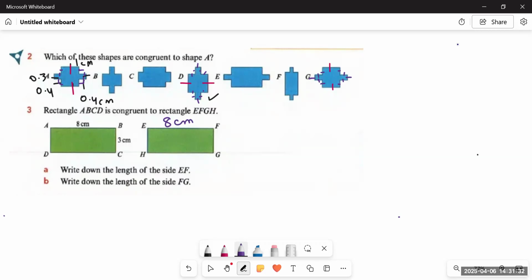And then if we write down the length of the side FG, FG is congruent to BC. So if BC is given as 3 centimeters, FG is also 3 centimeters. Because we know that the corresponding sides are always equal to each other in two congruent figures.